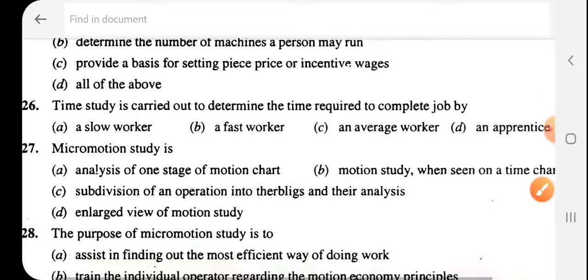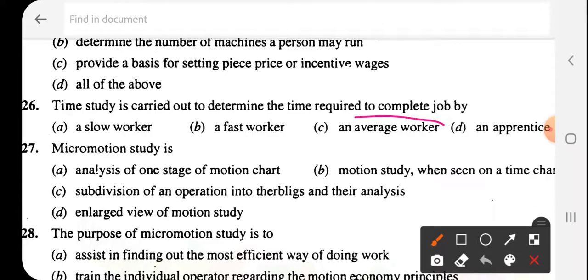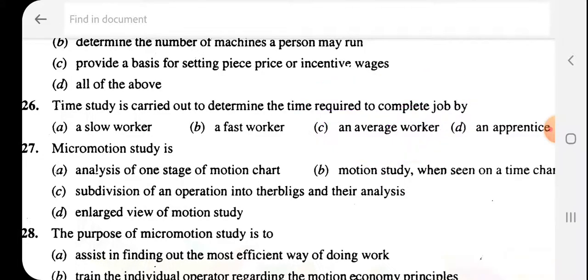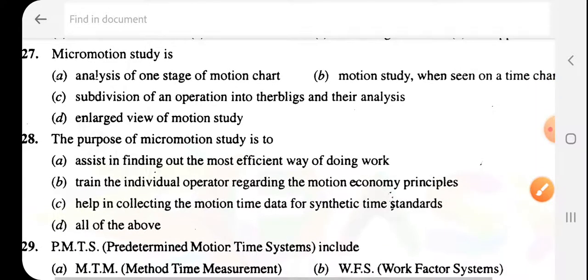Time study is carried out to determine the time required to complete a job by an average worker. The time required to complete any job is considered as the time of an average worker. Micro motion study is an important question. Micro motion study is C, subdivision of operation into therbligs and analysis.